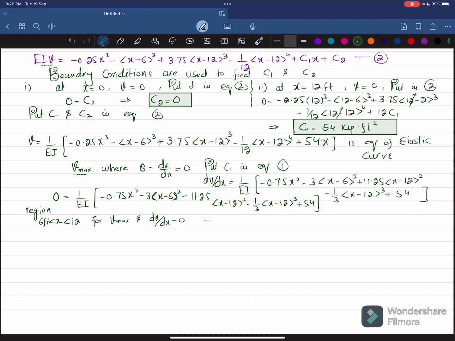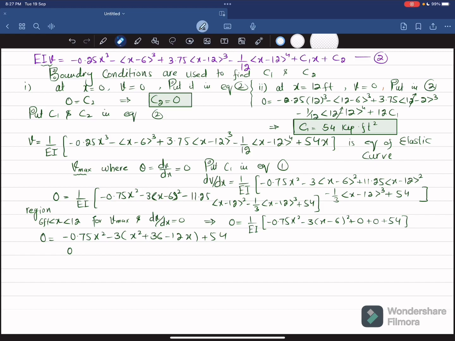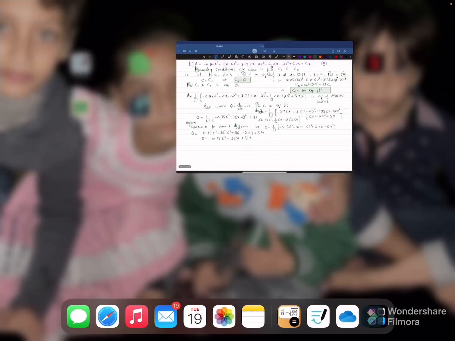So we will be left with 0 is equal to 1 over EI into minus 0.75 x square minus 3 into x minus 6 square plus 0 plus minus 0 plus 54. Okay. So if you multiply EI on both sides, you will get 0 is equal to minus 0.75 x square, and if you expand it, x minus 3 into x square plus 36 minus 12 into x plus 54. So again you will get 0 will be equal to 3.75 x square minus 36x plus 54. So this is your quadratic equation, and you can solve it by using calculator.